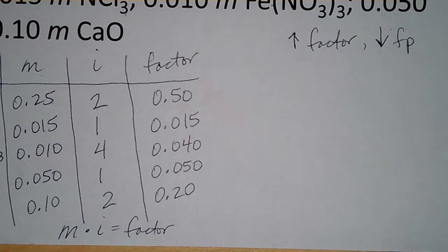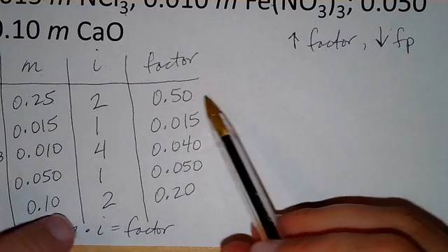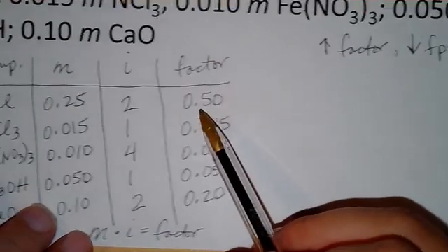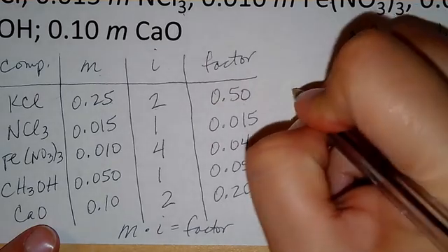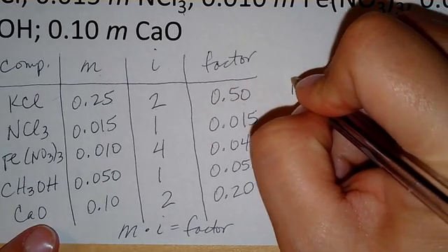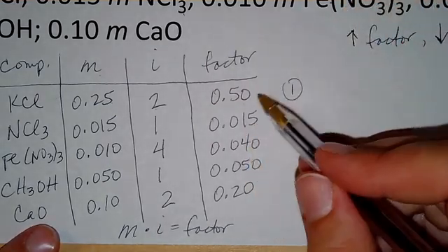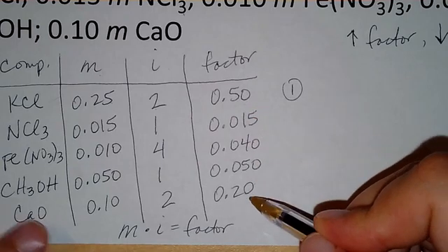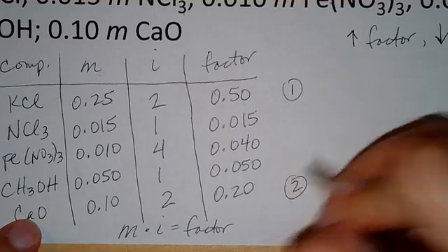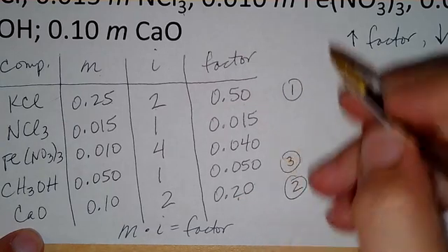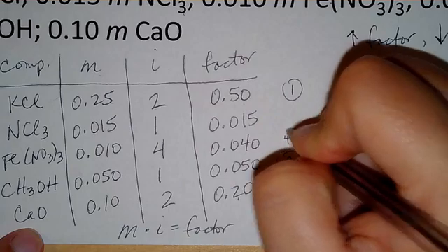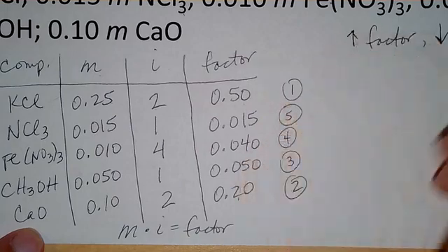Then we go down our list. The next one is CaO, so this will be number 2. Then we have 3, 4, and 5. So this one is going to have the lowest. KCl will have the lowest freezing point because it has the greatest factor. And then this will have the highest. The NCl3 will have the highest freezing point because it has the smallest factor.